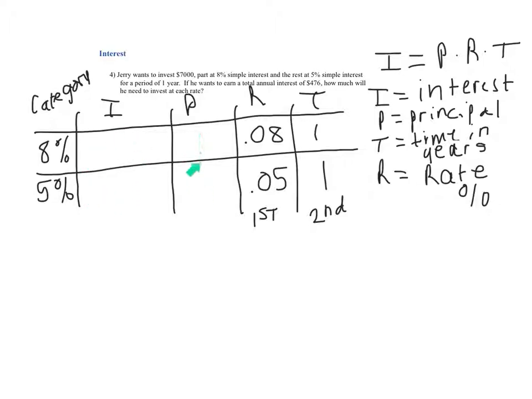So the principal is where we're going to be looking at next. So now we start looking at how much will he need to invest at each rate. That's the question, or the unknown. So we're going to let X equal, we can't let X be both of them at the same time, because if he's got 7,000 to split, they're going to be different numbers. So we're going to start with letting X be one of them. I'm just going to say let X be the 8% amount. You could start with it being the 5% amount. Things all work out the same.